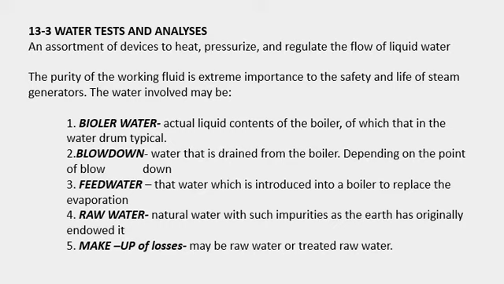First, boiler water, the actual liquid contents of the boiler, which is typically in the water drum. Next is the blowdown water, which is drained from the boiler depending on the point of blowdown. Next is feed water, the water which is introduced into the boiler to replace the evaporation. Fourth is raw water, natural water with such impurities as we tackled earlier, as the earth has originally endowed it. Fifth is the makeup for losses, which may be raw water or treated raw water.